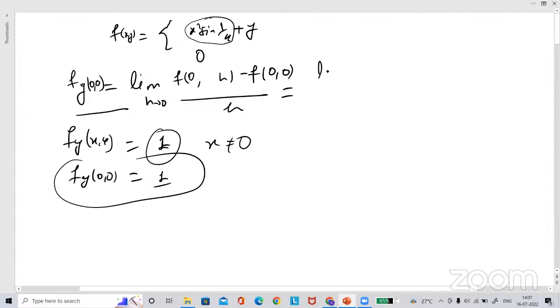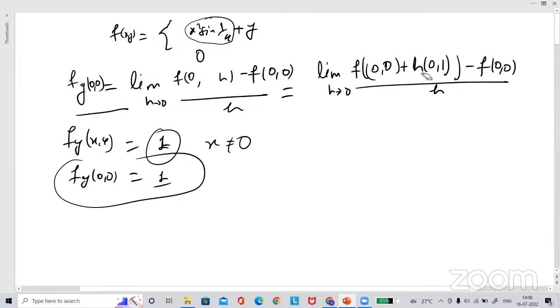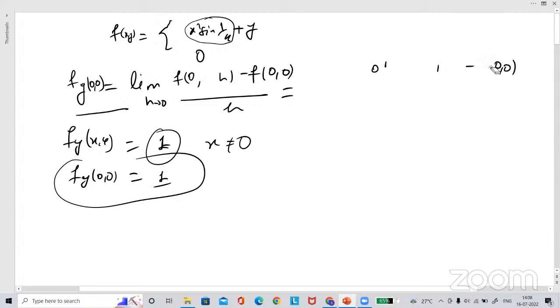Wait a minute, I'm missing something. Limit h tending to 0 of f(0 plus h, 0) times 1. This is the exact definition. Okay, so in that case, yeah, I just missed that. So when your x is 0, the function value is going to be 0, as the function is defined here.